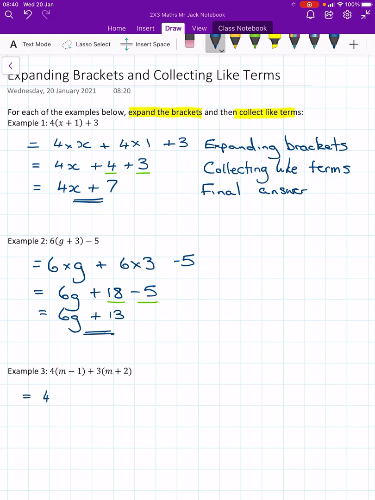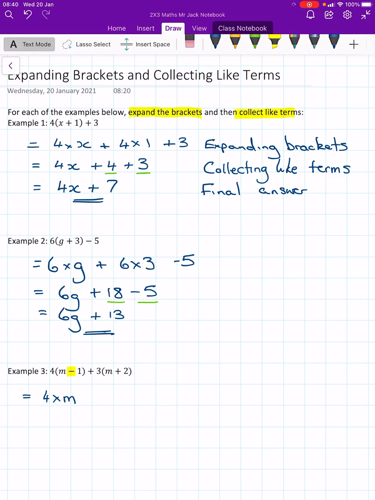We've got 4 multiplied by m. Now here we have, it's going to be minus 4 multiplied by 1. Now that minus that I've just added in there comes from there, because we actually have 4 times negative 1, which is going to create a negative answer. In fact, let's write that in a different way just to make it a bit clearer.